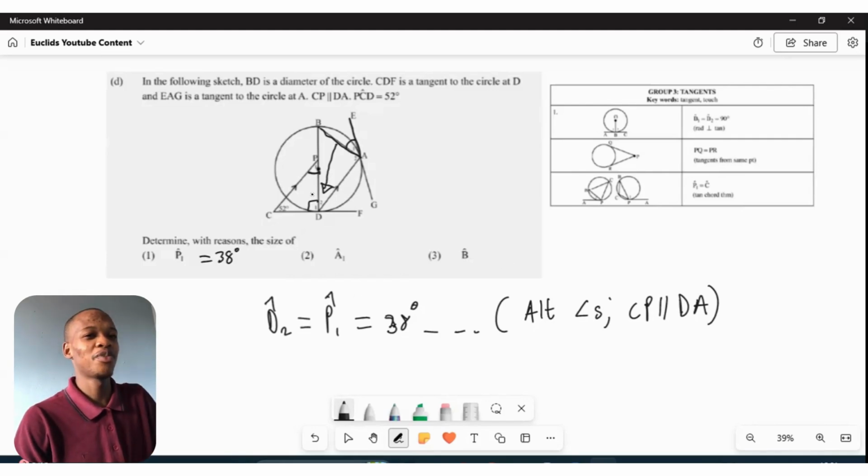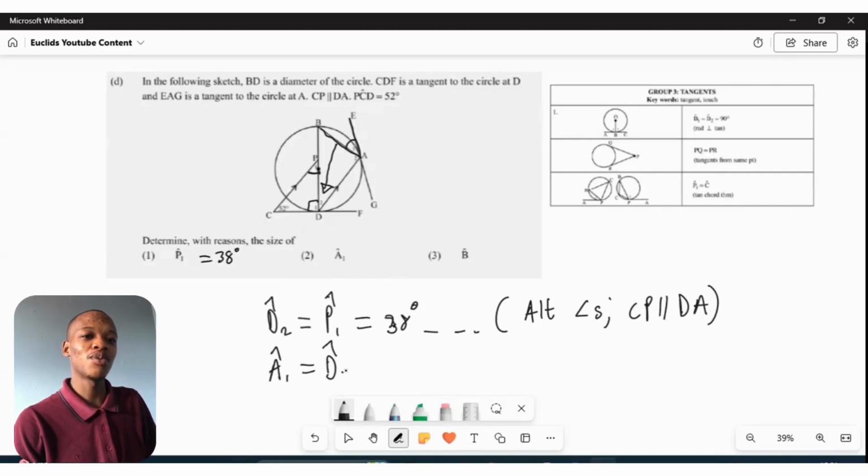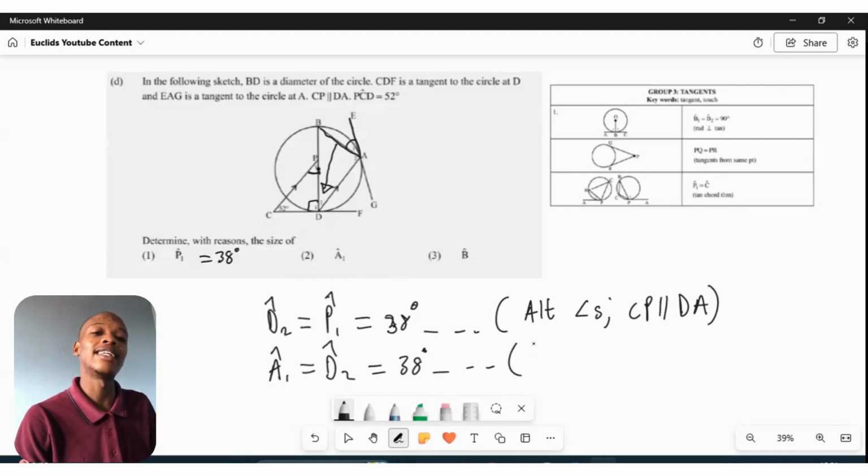So now A1 is going to be equal to D2, and they are equal to 38 degrees. Why? It's tan chord theorem. So it's tan chord theorem.